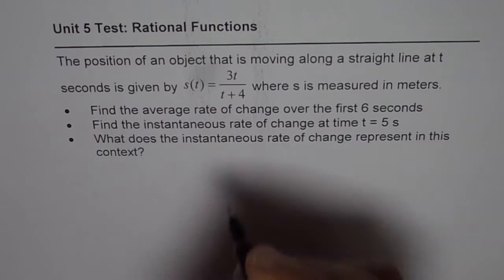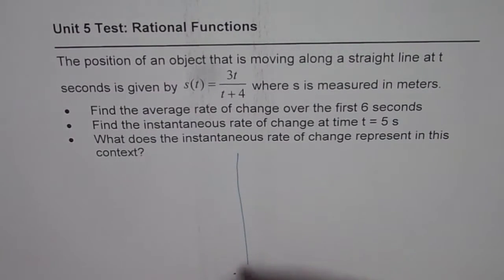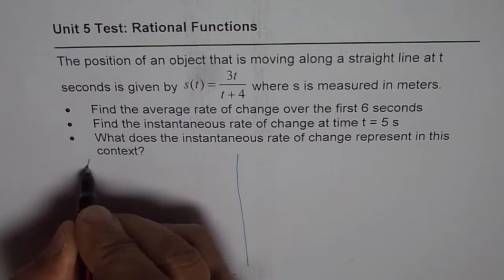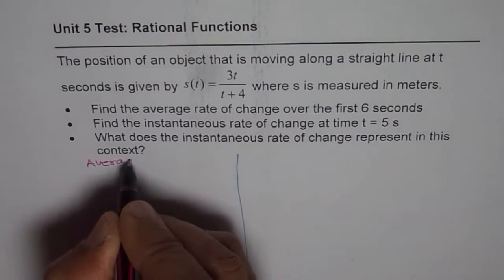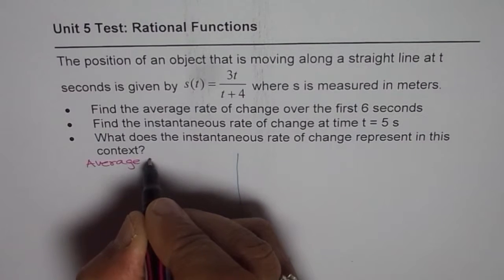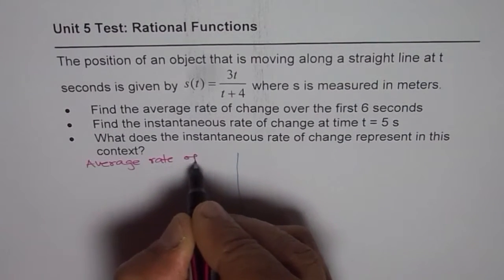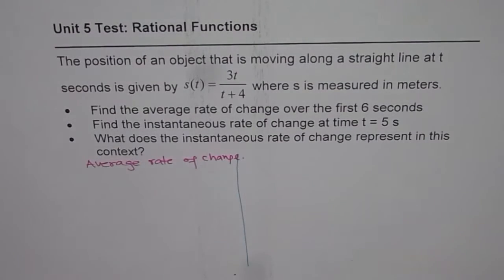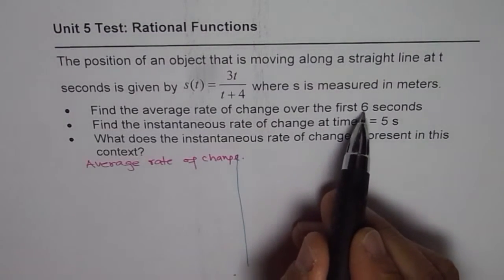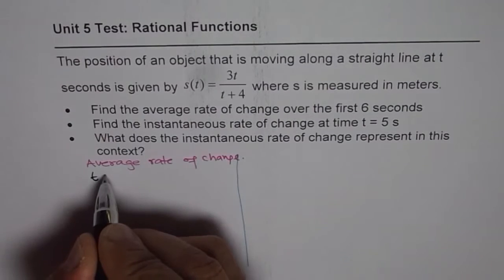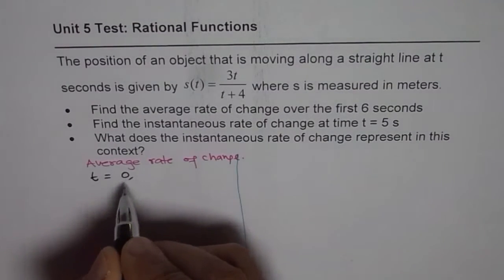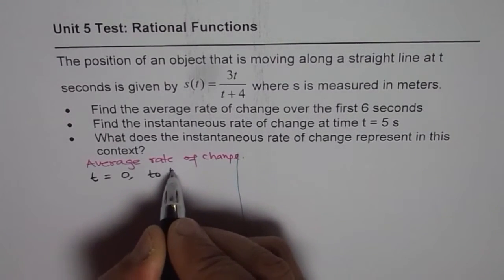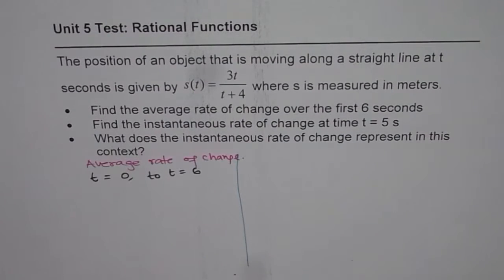Okay, so basically we'll do it in different parts. So first let us find the average rate of change, right? So we'll do average rate of change. Now we need to find the average rate of change in the first 6 seconds. It means from t equals 0 to t equals 6. That is the first 6 seconds, right?